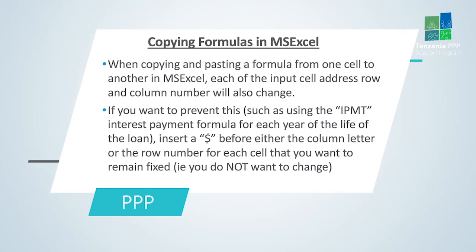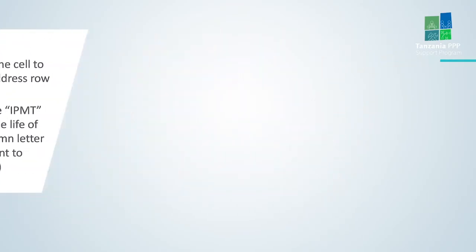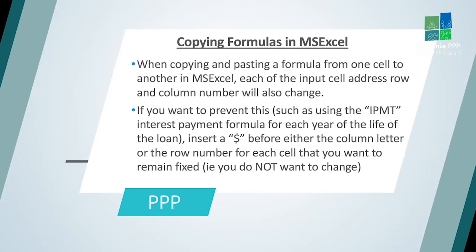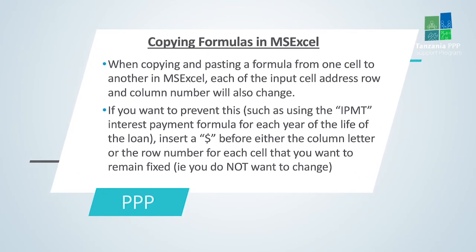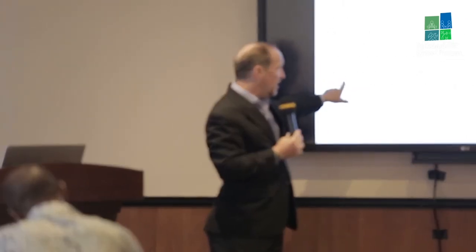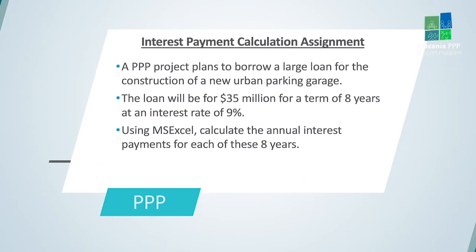Here's my instructions to you on copying formulas. You'll save yourself a lot of time if you set up the formula correctly once and just magically copy it across. But to do so, you've got to find out which are the input variables to fix with dollar signs, which are the variables to allow to change. When copying and pasting a formula from one cell to another in MS Excel, each of the input cell address row and column numbers will also change. If you want to prevent this, such as with an IPMT formula, insert the dollar sign before either the column letter or row number that you want to stay fixed.